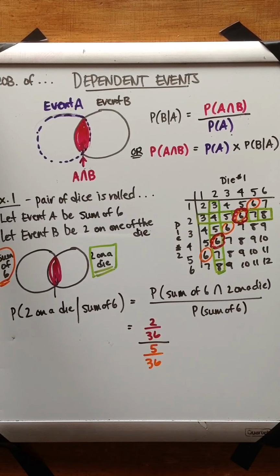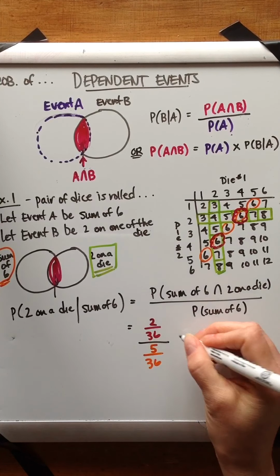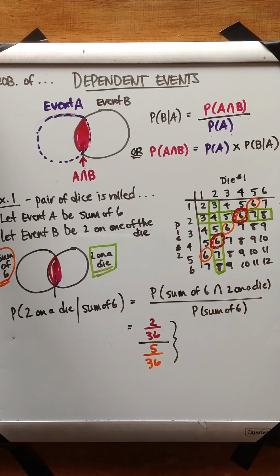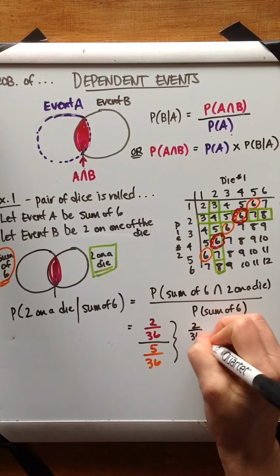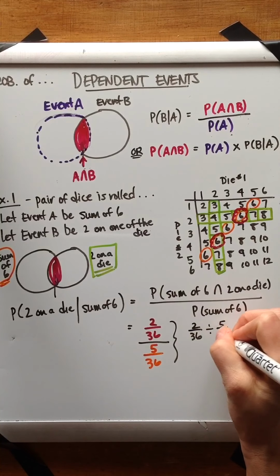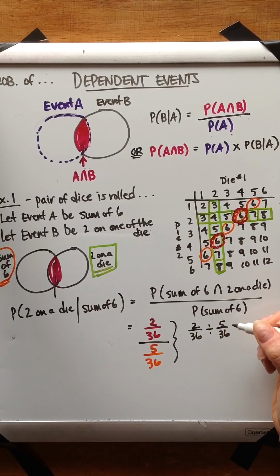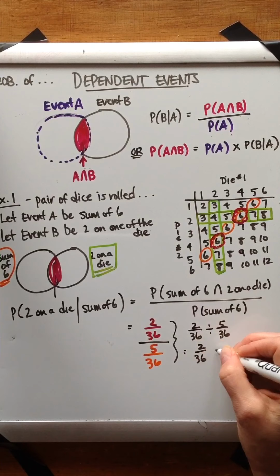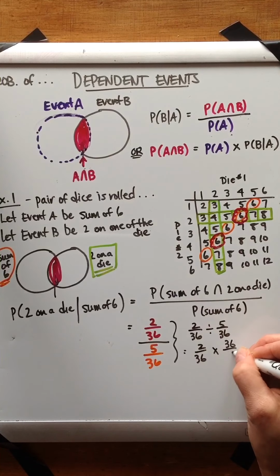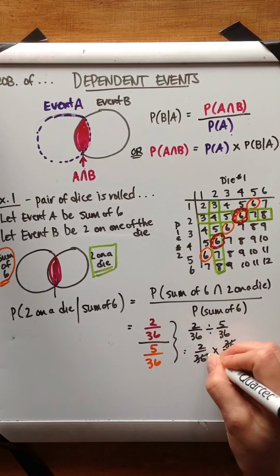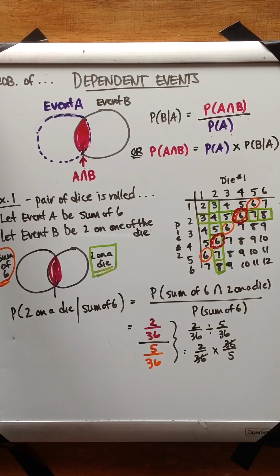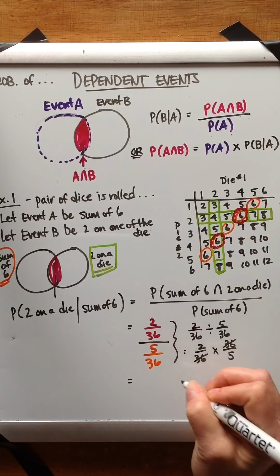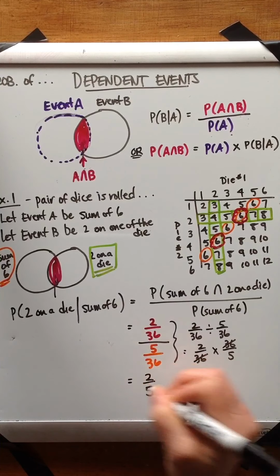Now, I want to just do a little sidebar here. This looks a little funny, but it can be thought of as being 2 out of 36 divided by 5 out of 36. And we know that one way that we can solve division of fractions is to invert and multiply. So this becomes 2 out of 36 times 36 over 5. There's a factor of 36 in the top and the bottom of both of those factors, which means the probability for that second event is equal to 2/5.